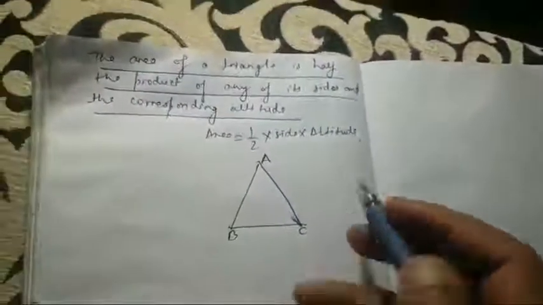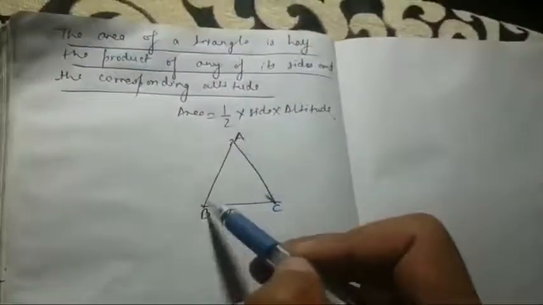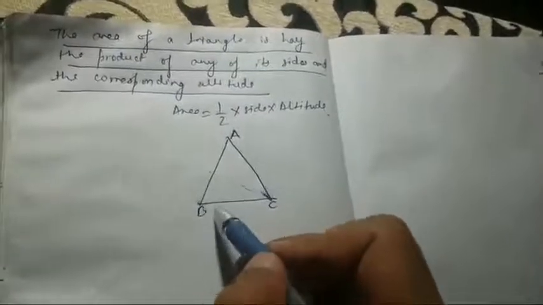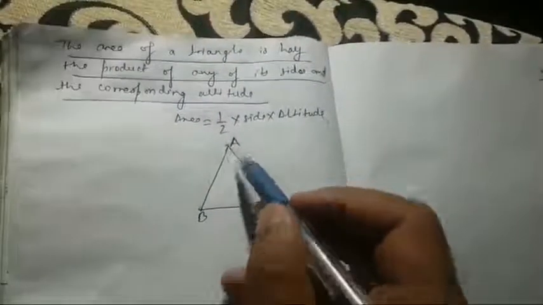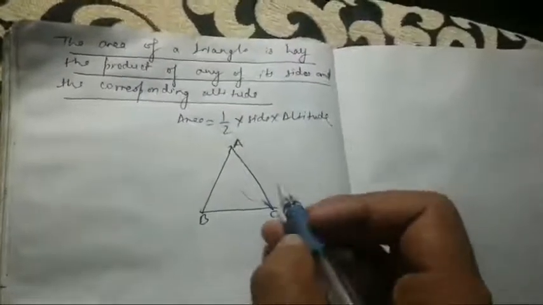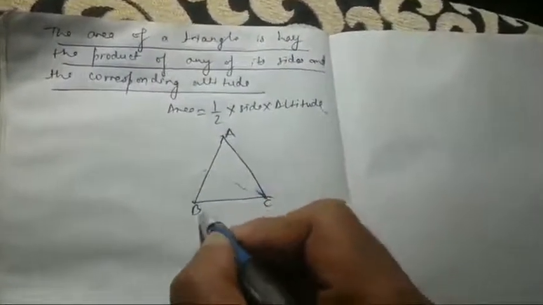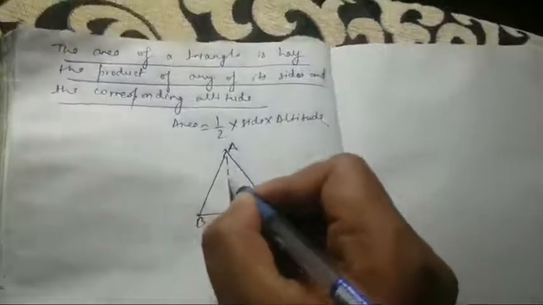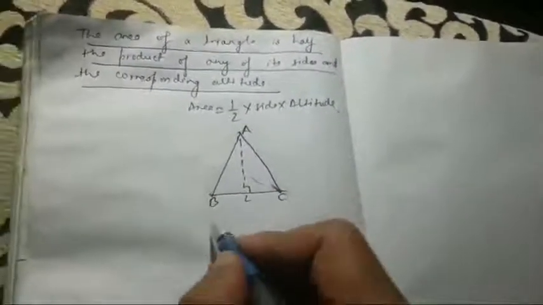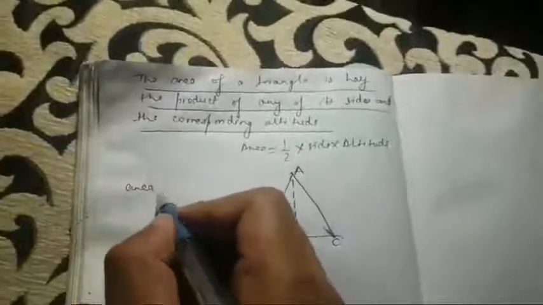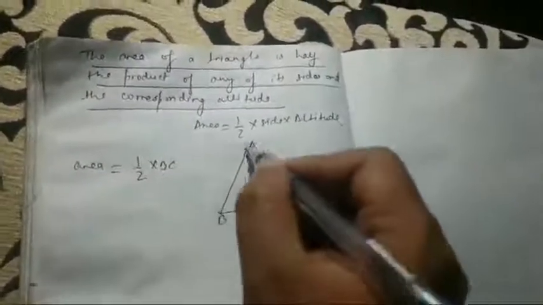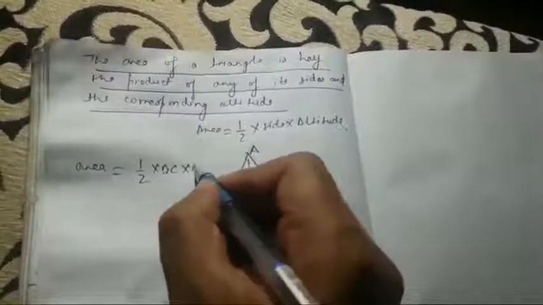ABC. Okay, so our area is half AB into the altitude, or you can take any side. Either you can take AB, BC, or CA. In this proof, we're going to take the side BC and the altitude AL. Okay, so we have to prove that the area is half the side BC times its corresponding altitude AL.